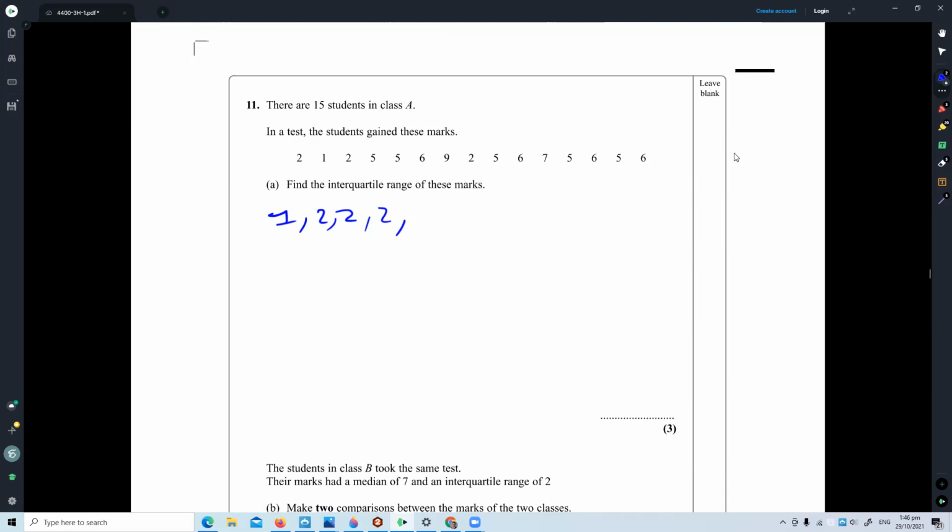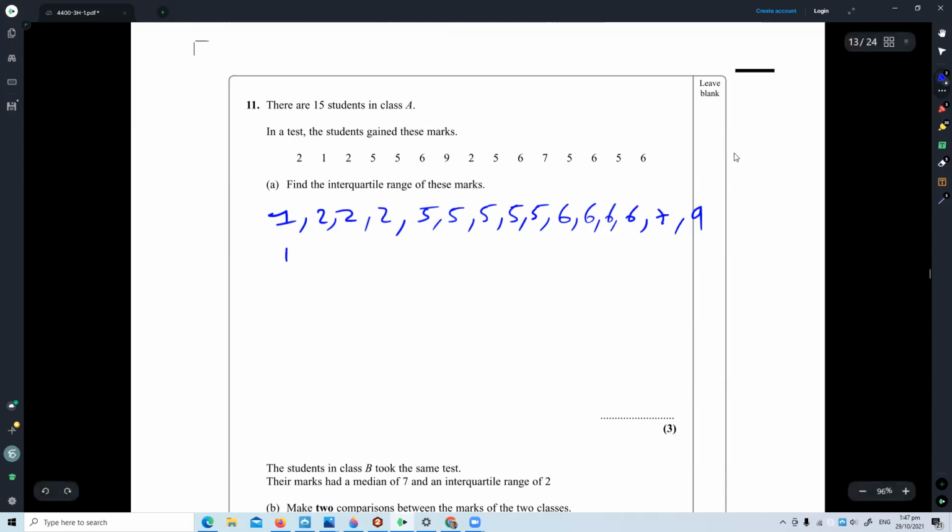How many 4s? No 4s. How many 5s? 1, 2, 3, 4, 5. So I'm just going to say 5, 5, 5, 5, 5. How many 6s? 1, 2, 3, 4. And then how many 7s? Single 7 here. And then how many 8s? None. And how many 9s? 1. I have to check that this is 15. These are 15 numbers. 1, 2, 3, 4, 5, 6, 7, 8, 9, 10, 11, 12, 13, 14, 15. Okay, so I'm pretty happy that I haven't messed anything up.